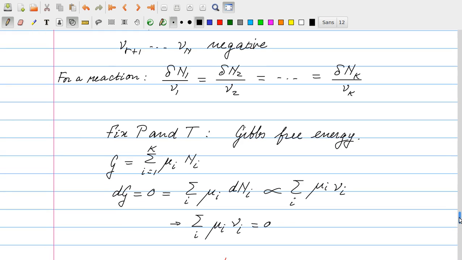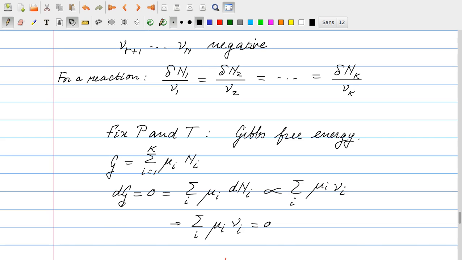Well, we have seen before, and that was a consequence of the Euler relation, that the Gibbs free energy of a particular species is the chemical potential times the number of particles. So if I have different species, I just add up all these Gibbs potentials and then I get the total Gibbs potential.